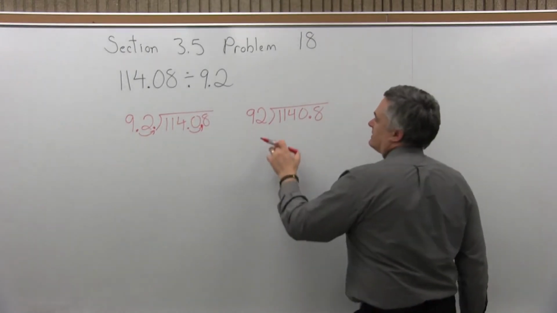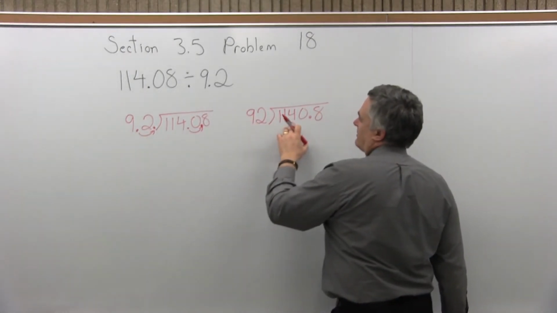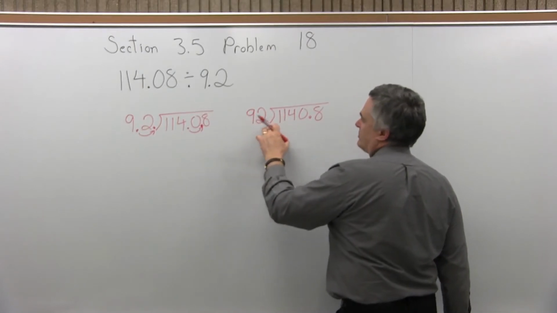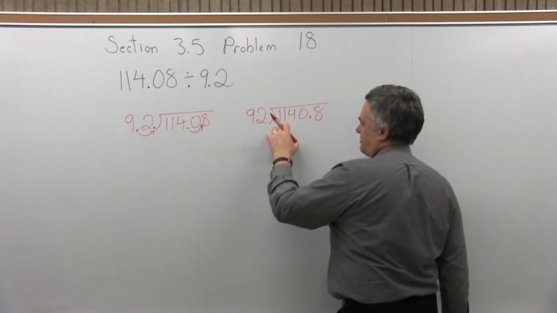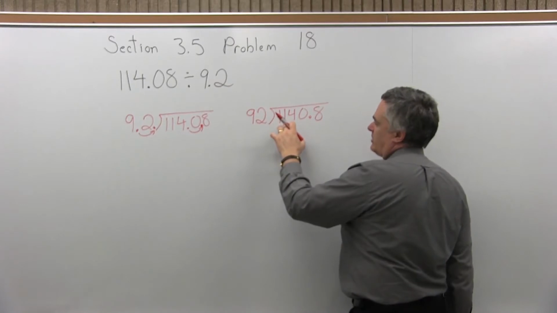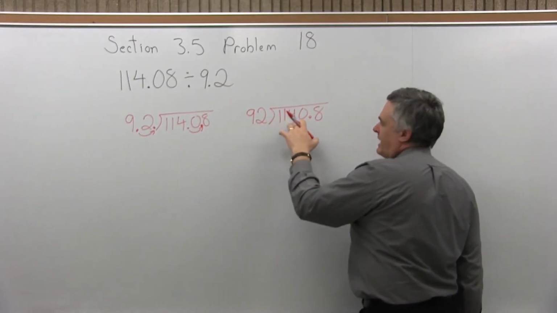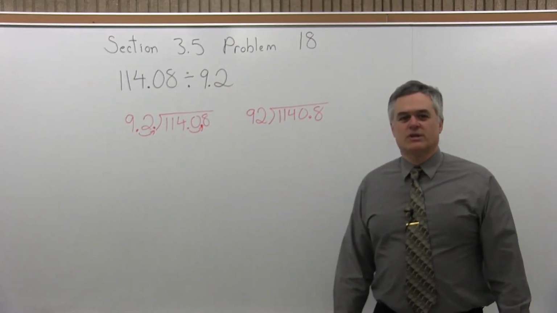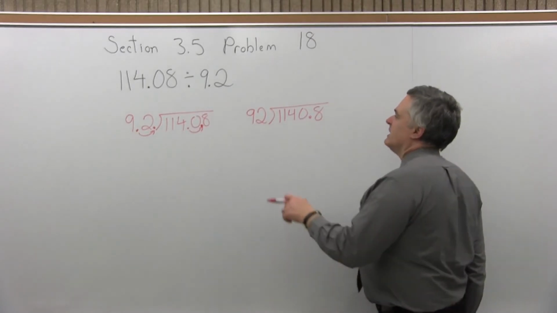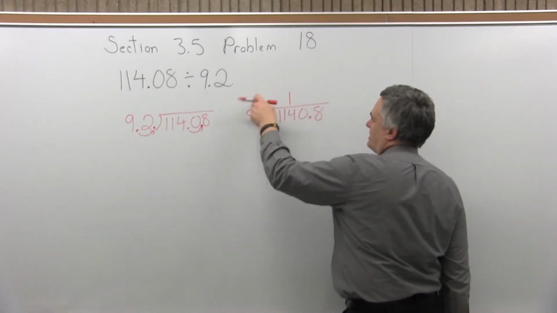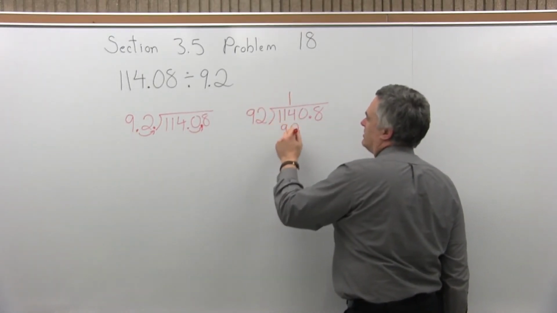Now I can go ahead and start to divide, and I'm going to have to divide into the 114. 92 won't divide into 1. 92 is too big. 92 won't divide into 11. 92 is too big. 92 will divide into 114. The 114 is big enough. It'll only go in once. So 1 times 92 is 92.